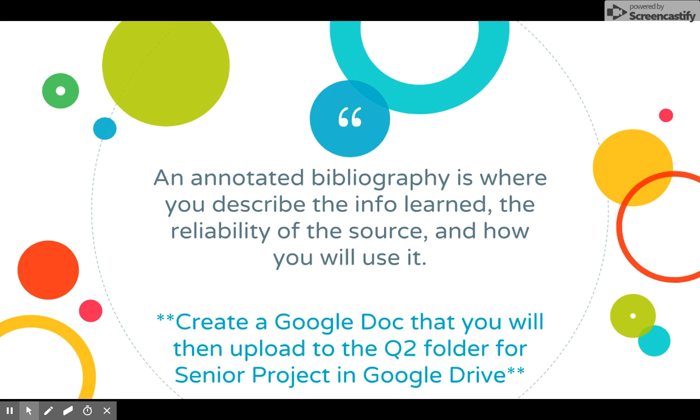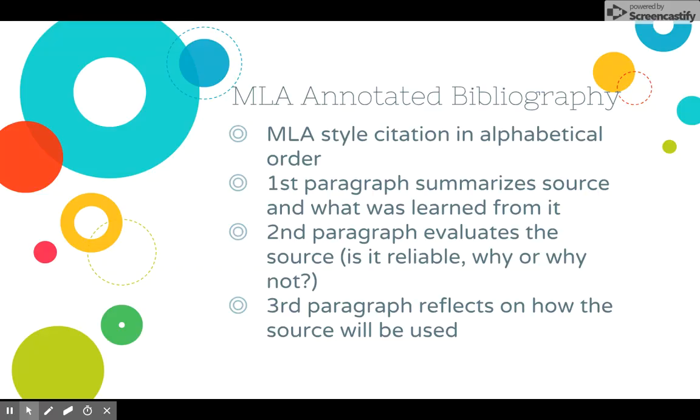In order to do this, you need to create a Google Doc of your own that will then live in your quarter 2 folder for senior project in your Google Drive, all right? What that annotated bibliography needs to look like is this. First and foremost, it has to have a citation for every source that you use. So each of your 6 sources needs to have a citation, and that citation needs to be in the current MLA format, which the most important piece, or at least an important piece of that, is that it has to be in alphabetical order. So the citations must be placed in alphabetical order.